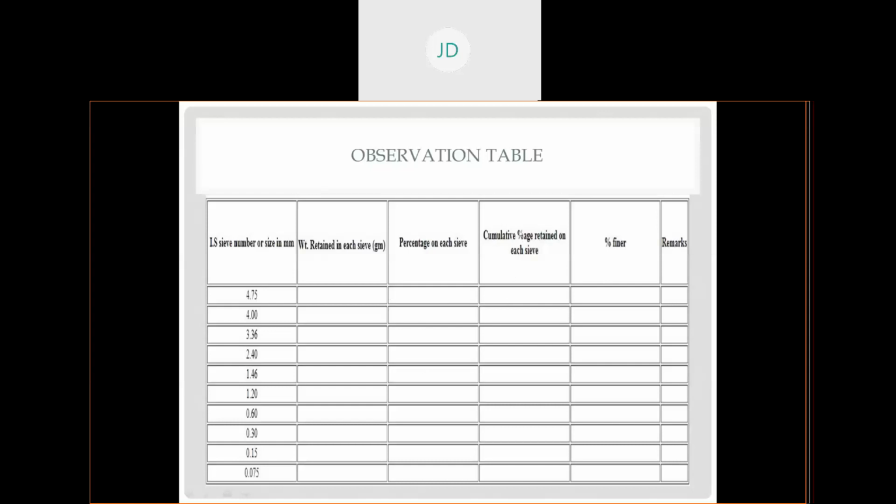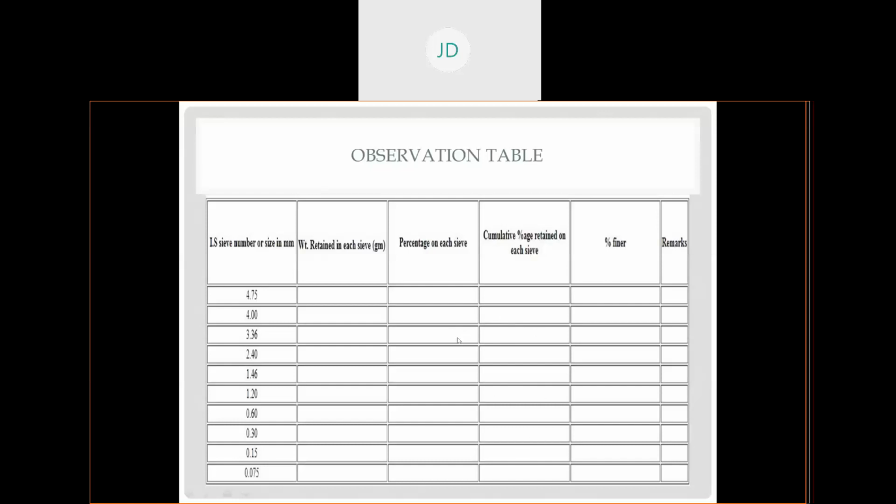Then this column will be equal to this, that is 10. Then this column will be how much? 10 plus 20, that is 30. Then suppose this is 30, this is also 30, so 30 plus 30, put 60. Like this you have to add one by one. You have to put the cumulative percentage written on each sieve.